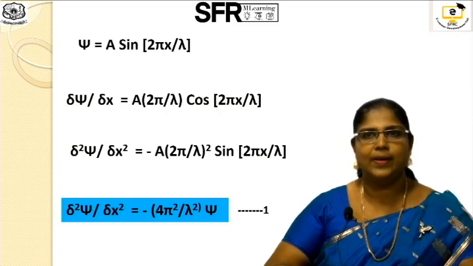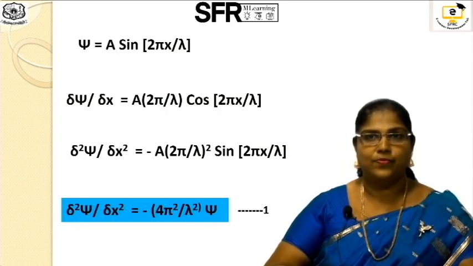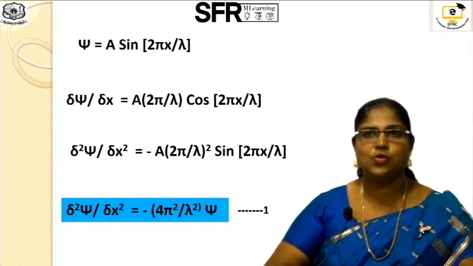It is ∂ψ/∂x. And what is the differentiation of A sin(2πx/λ)? A is a constant, so A is taken out, and the differentiation of sin(2πx/λ) is cos(2πx/λ). And friends, we should never forget to differentiate the angle, the value inside the bracket. So, for cos(2πx/λ), the differentiation of that is 2π/λ.